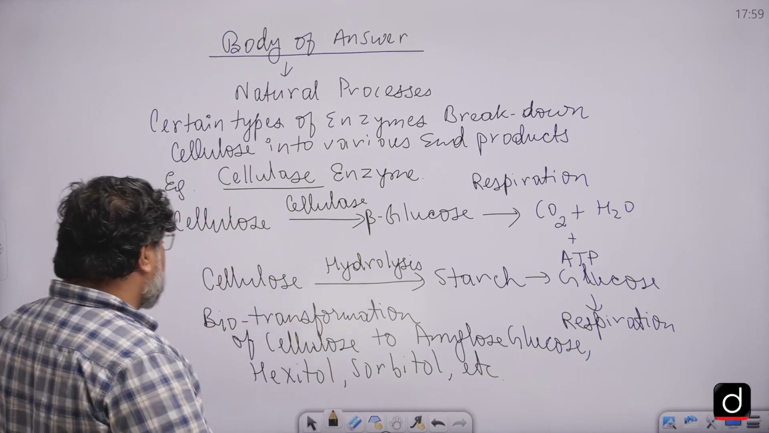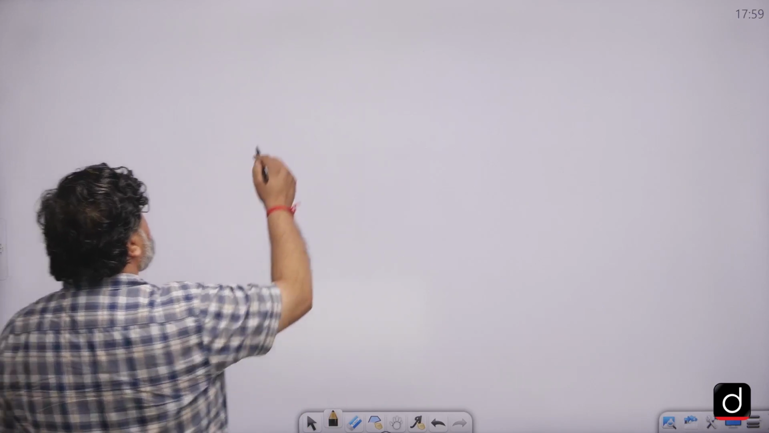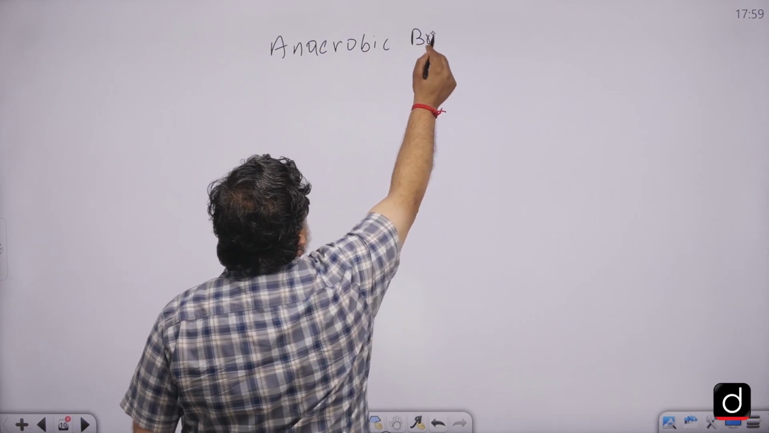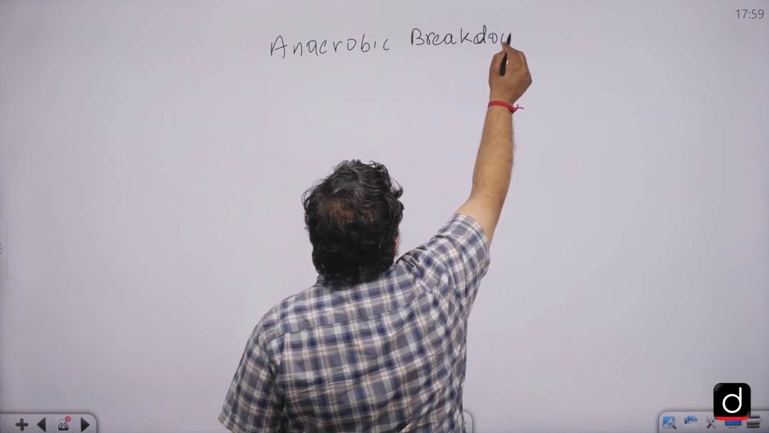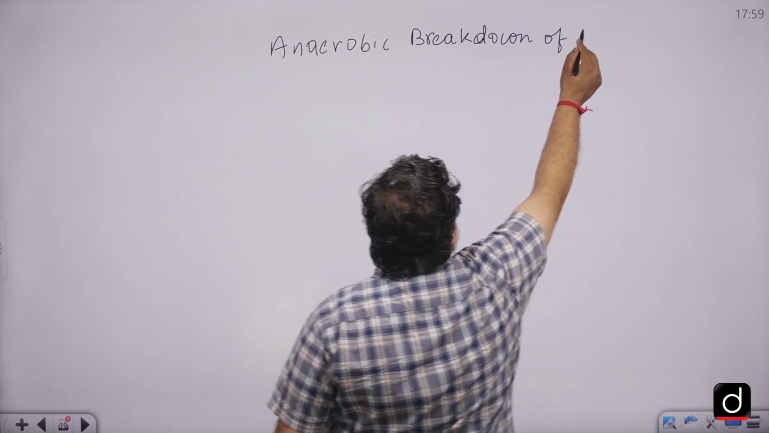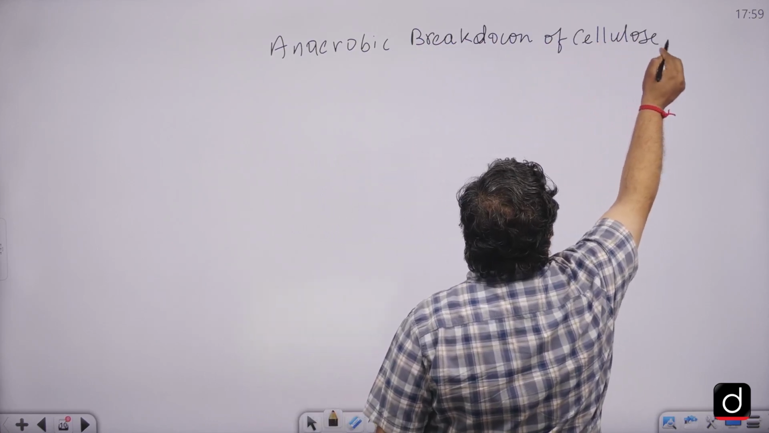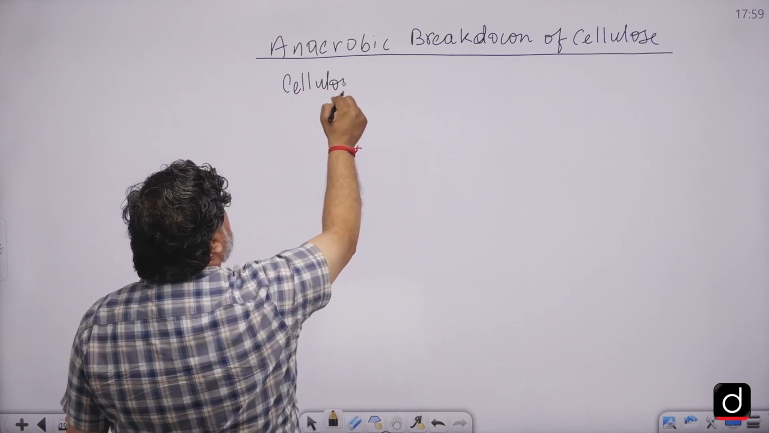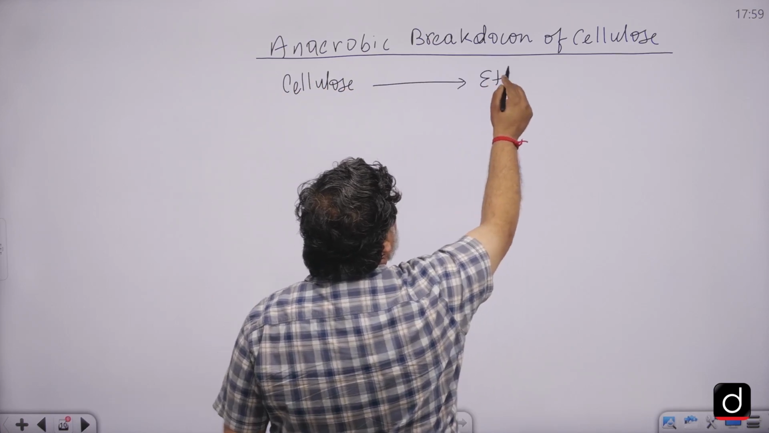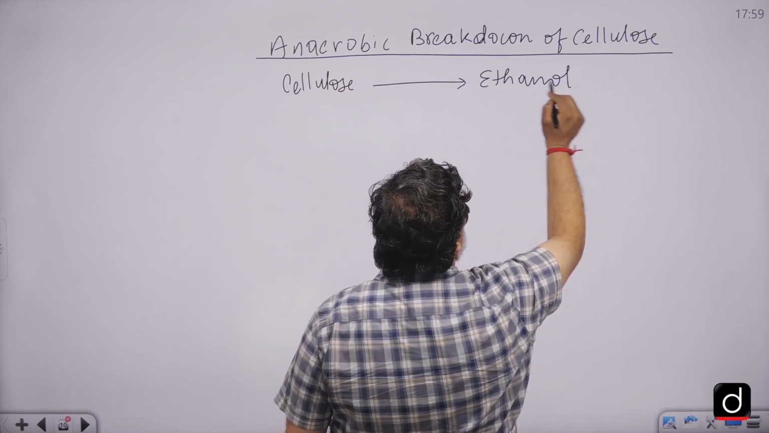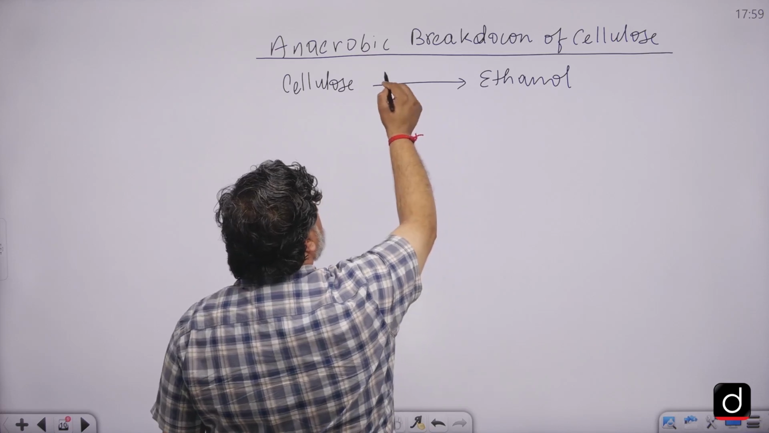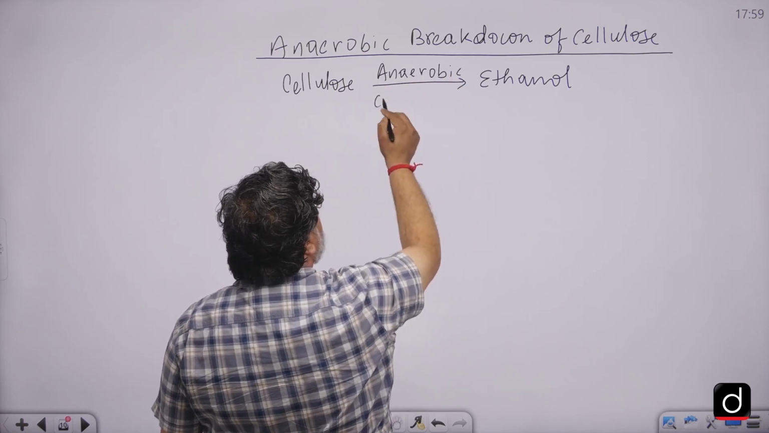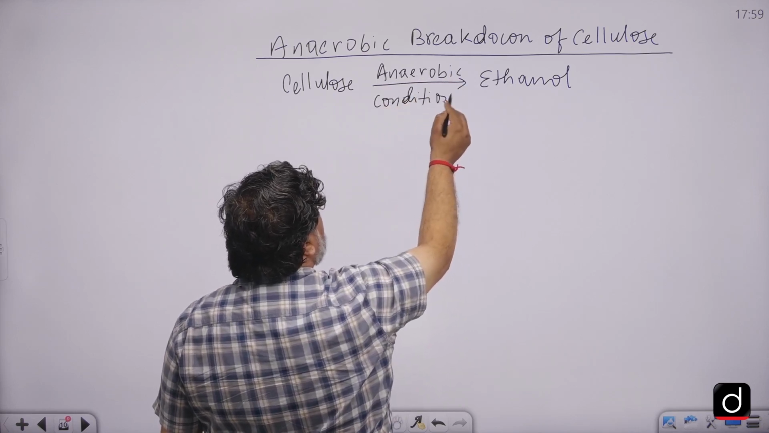Another very important thing you know is the anaerobic breakdown of cellulose. I'm sure you have read that cellulose can be converted into ethanol, that is alcohol, under anaerobic conditions, in the absence of oxygen or where oxygen is less.